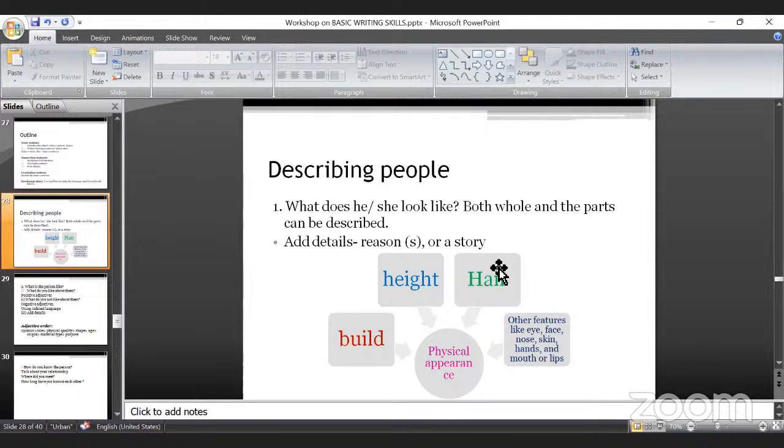Can we look at a few words associated with build? Can you give me a few adjectives that you may use to talk about someone's build? Say at least two to three. This is a very lengthy list. Actually, you can find them anywhere online, but it's also possible for you to talk about a few in one go. Can you try talking about this?